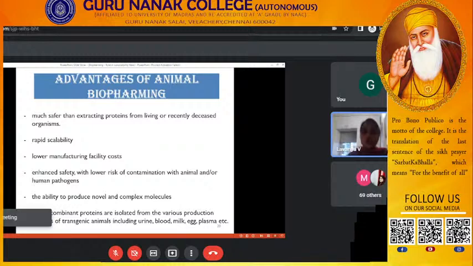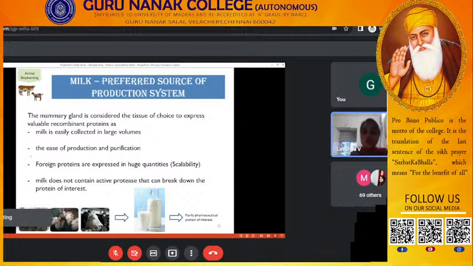And it has also got the ability to produce novel and complex molecules. So we can actually play along with it. The gene can be altered according to our need. And the recombinant proteins are isolated from the various production systems of the transgenic animals, including the urine, milk, egg, plasma, etc. Though there are many other production systems, milk is considered to be the most preferred source. The reason being, milk is easily collected in very large volumes, so it can be easily produced and further purified.